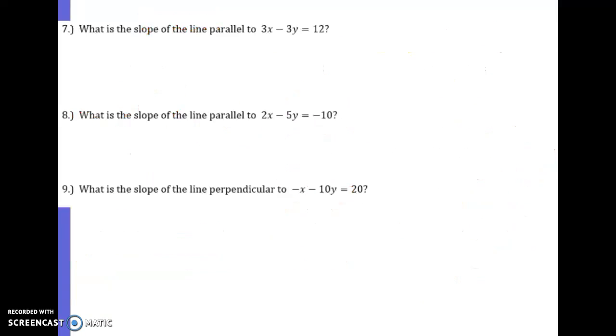Okay, moving on, question number 7 is asking, what is the slope? And again, this is important that you highlight, because you have to make sure you answer the question. What is the slope of the line that is parallel? Well, we've learned that parallel lines have the same slope, so we need to put it in slope-intercept form to figure out what the slope is. So we're just going to solve for y.